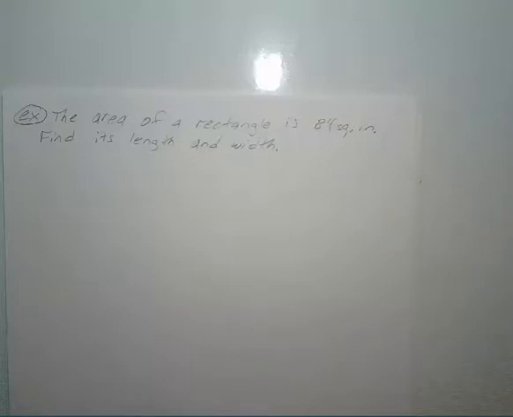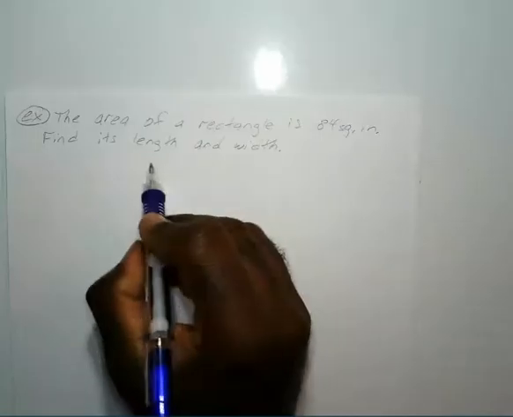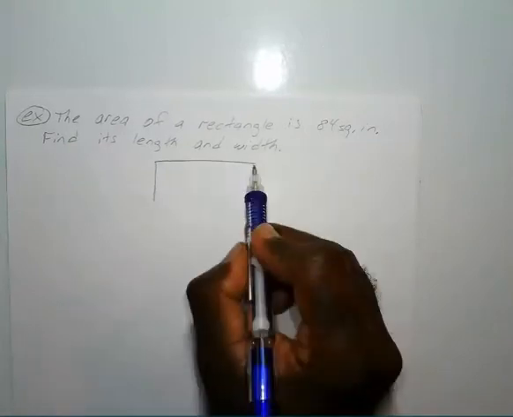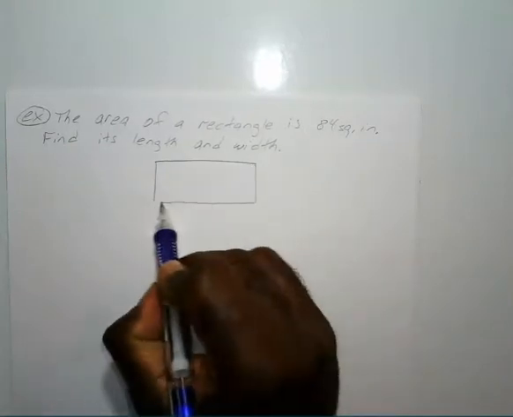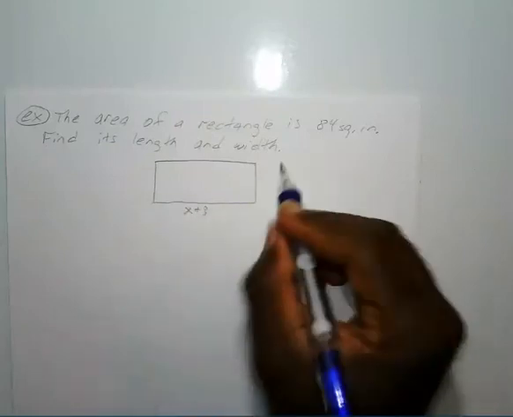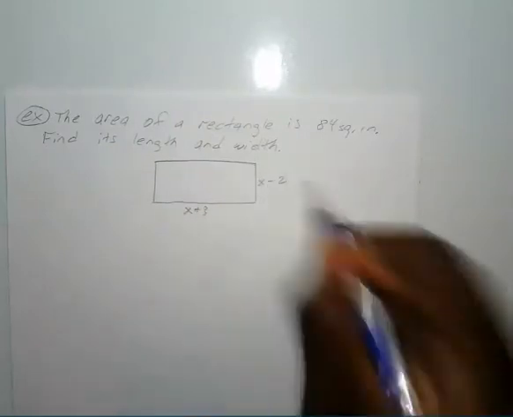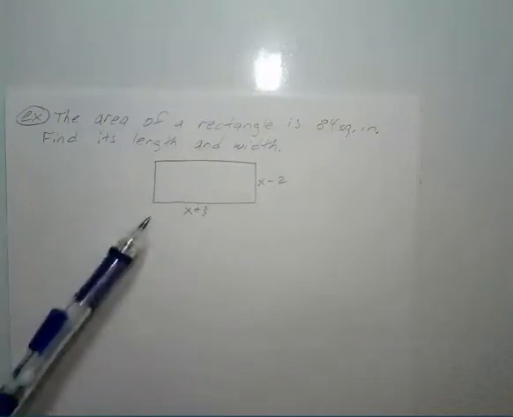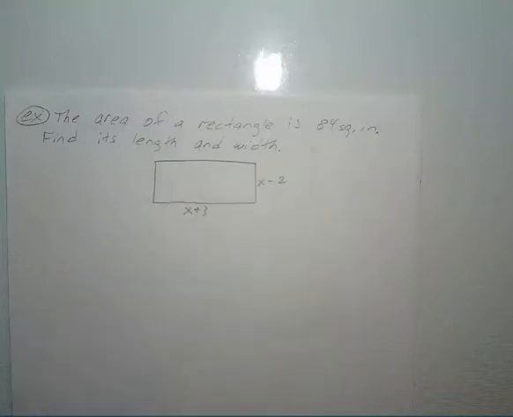Oh, I forgot to actually draw the rectangle. So this is the rectangle that was given with this problem. We have x plus 3 and x minus 2. We know that the area of this rectangle is 84 square inches, and we want to find its length and width.